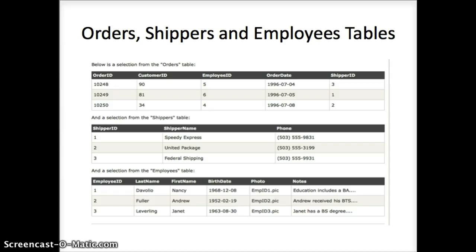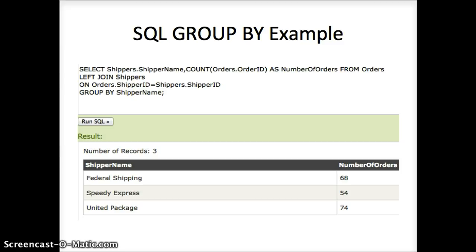Here we have three tables: Orders, Shippers, and Employees. In this example, we want to find the number of orders sent by each shipper. The SQL statement counts the orders grouped by shippers. We would write: SELECT Shippers.ShipperName, COUNT(Orders.OrderID) AS NumberOfOrders FROM Orders LEFT JOIN Shippers ON Orders.ShipperID = Shippers.ShipperID GROUP BY ShipperName.